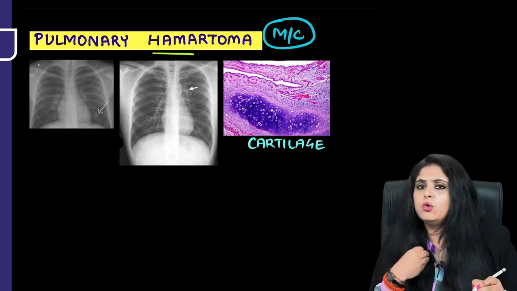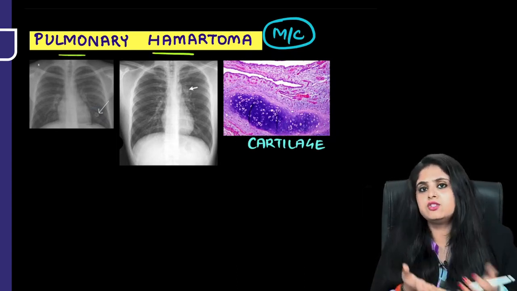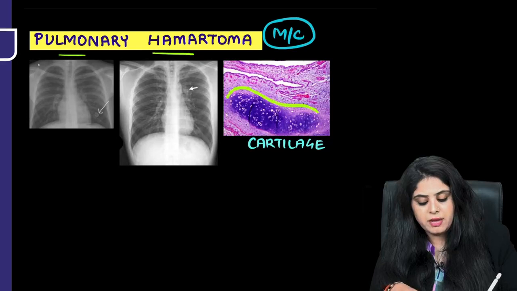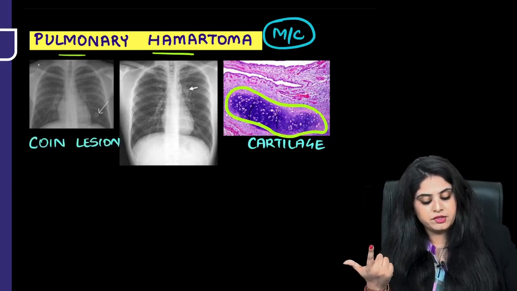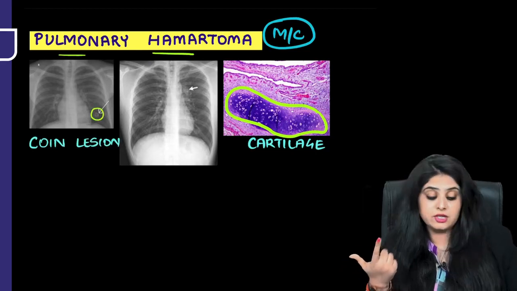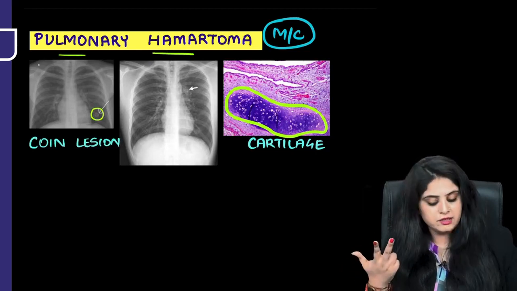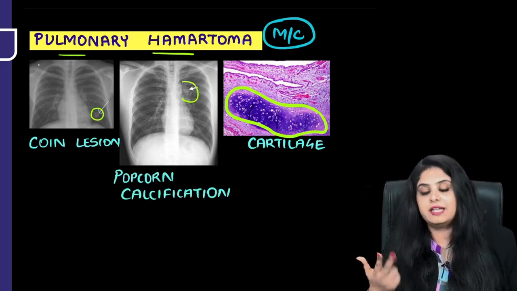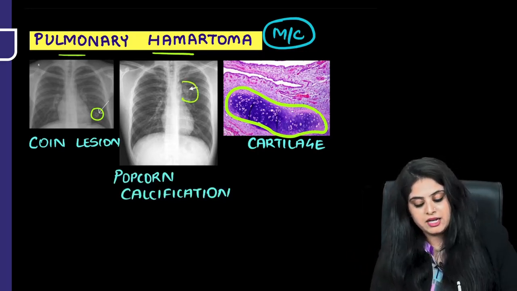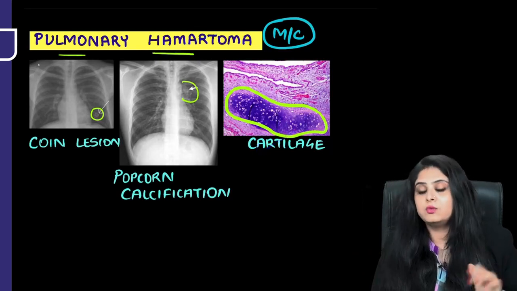So there's a lot of cartilage. Basically, cartilage is own tissue. Lungs anyway have cartilage. Now you have more of cartilage. So hamara tissue, lot of cartilage. Hamare paise means what do you see radiologically? You see a coin lesion. And if I have the money, then I eat the popcorn. So what is the calcification? The calcification is popcorn calcification. So please note, hamara tissue, hamara toma. Hamartoma is hamara tissue, hamare paise, hamara popcorn.